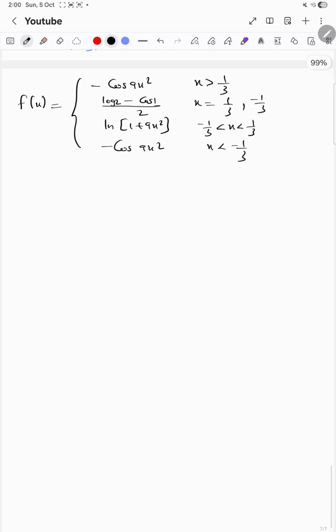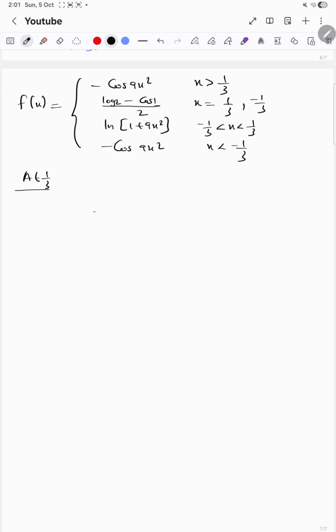Okay, now what to do? It is clear that for x from 1 by 3 to infinity, it is continuous. At 1 by 3 we need to check, then at minus 1 by 3 we need to check. Then that's it, 1 by 3 and minus 1 by 3. All other points, at greatest integer also we need to check.